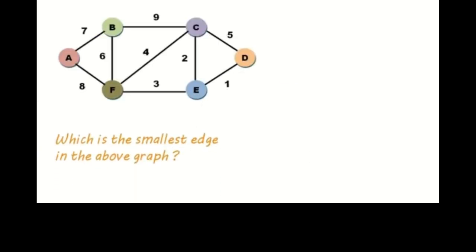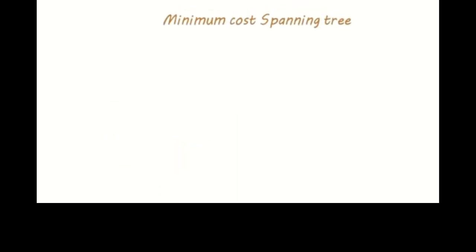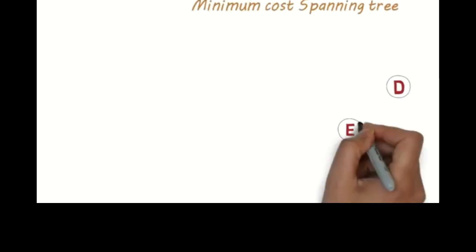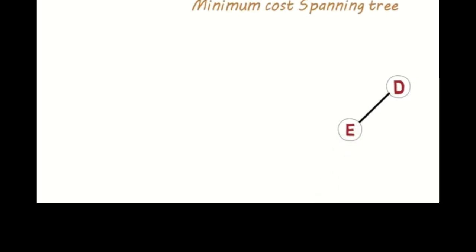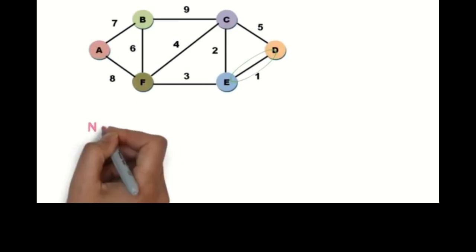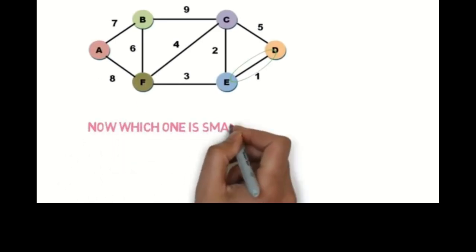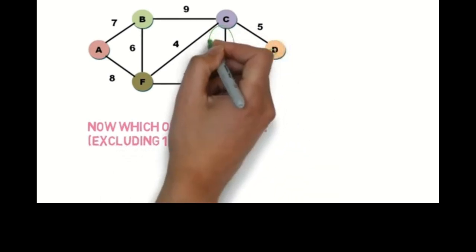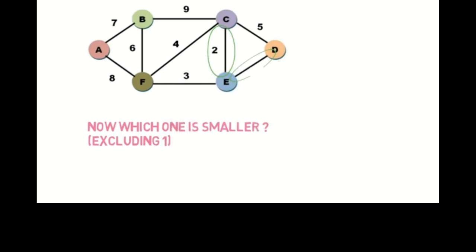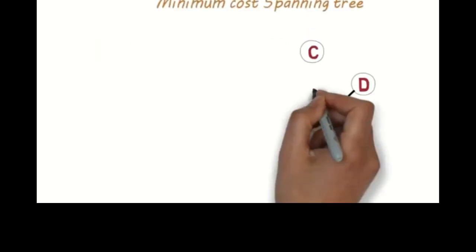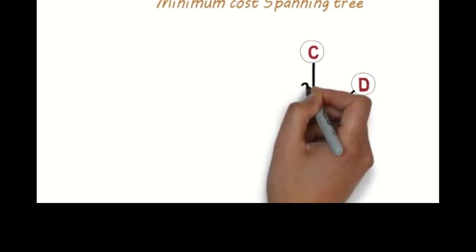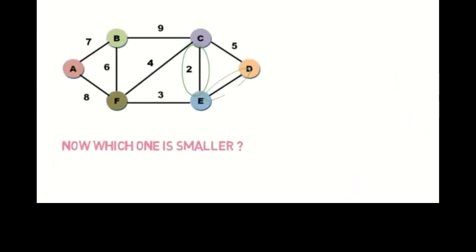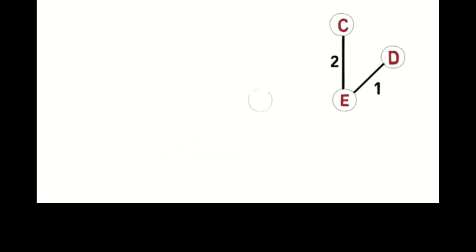If we see, we can easily see that the E and D nodes have an edge of weight 1. So we'll make that edge right here. E and D having edge 1. The second smallest is nodes C and E connected by an edge of weight 2. So now we'll make this one also. Now moving to the third one, which is the F and E nodes having weight 3.